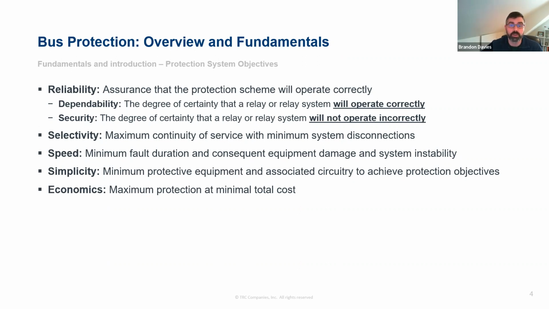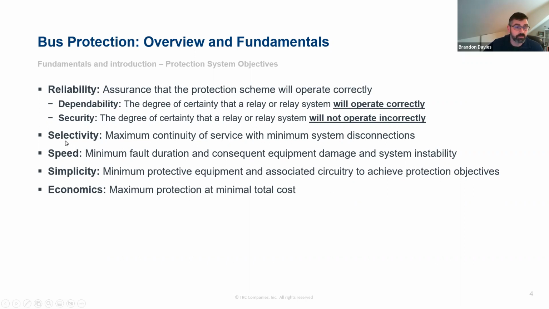So it will trip for any real fault condition, and security being the degree of certainty that it will not operate incorrectly. Ideally, when we're designing a protection scheme, we're finding the right balance between those two key components. Additionally, we want selectivity. So we want to minimize the impact on service continuity and disconnection of equipment for a fault. Selectivity is important for everything, but for a bus fault, you're really going to have to trip a lot anyway, but you don't want to trip any more than you have to.